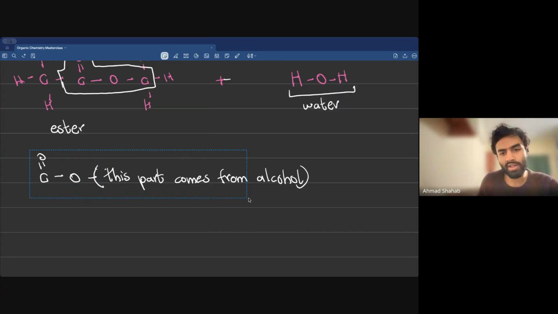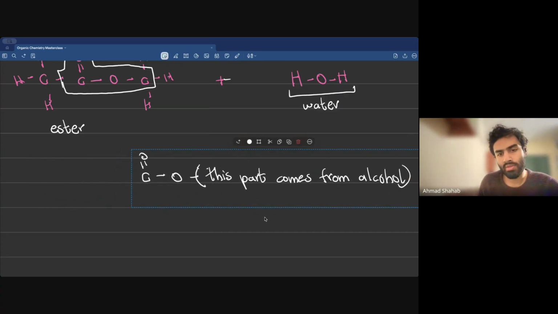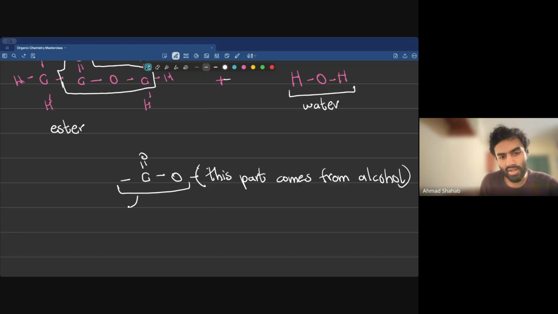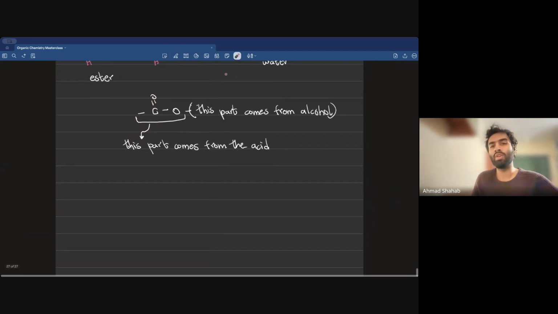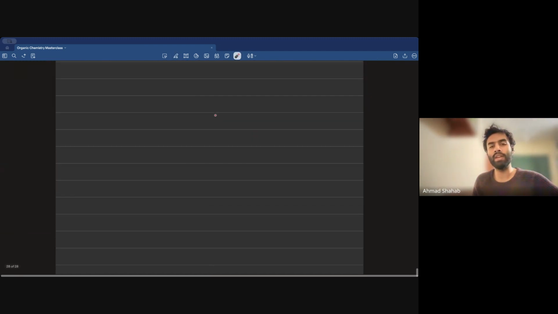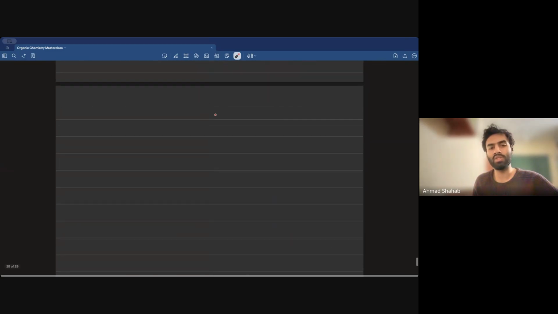And the other part is, for example, you can have anything here. So you see, this whole part comes from the carboxylic acid. This part comes from the acid, right? I'll tell you in a bit why this matters, and it is very, very crucial to understand this distinction in order for you to understand how we name this class of compounds, right?